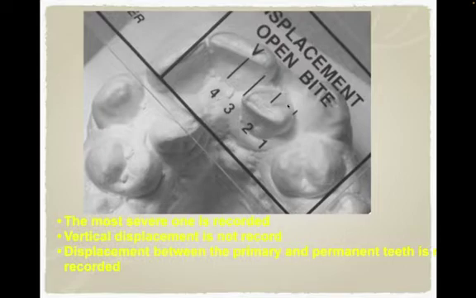And the most severe one is recorded. You don't add this up. So if you have 2 teeth, one of them is 4D, one of them is 3D, then the score is 4D. So you record the most severe one.